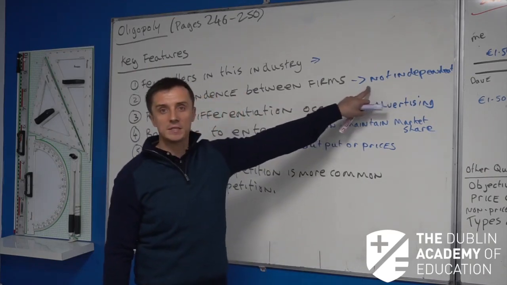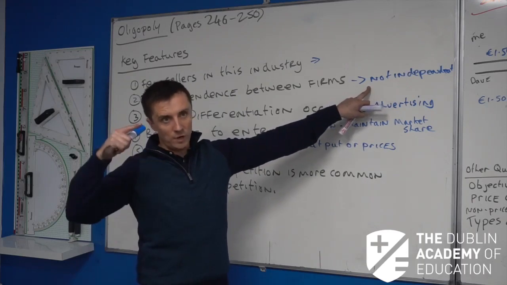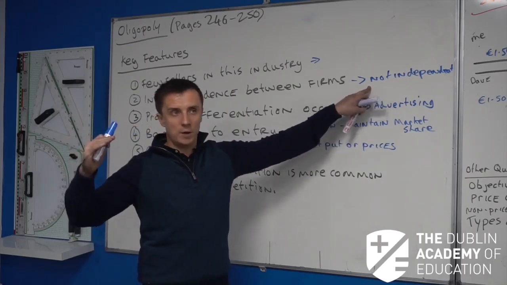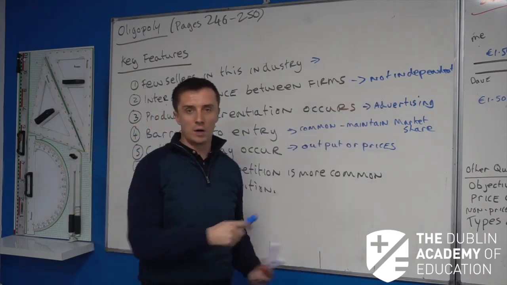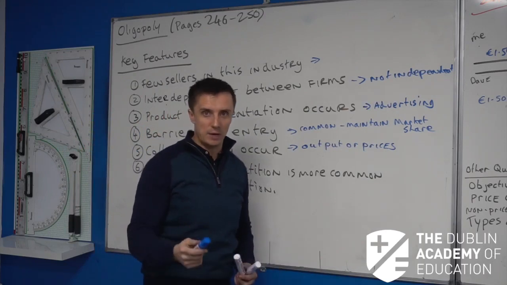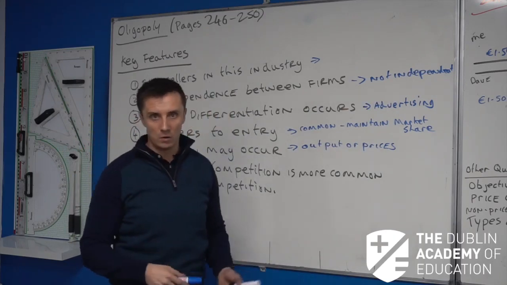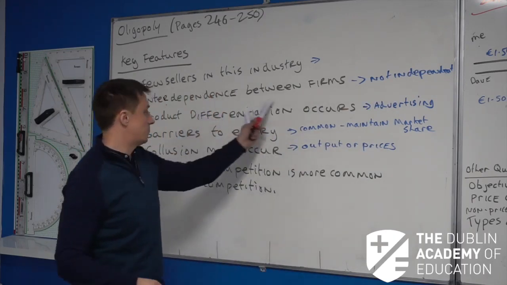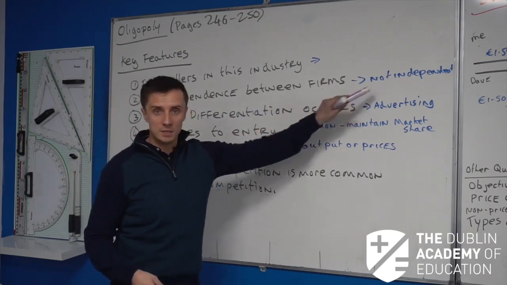Firms do not act independently of each other. So if one firm in an oligopoly is considering raising their price, they'll always factor in what their competition would do instead, and how they would react if they raise or lower their price. So that's the interdependence between firms. Firms are not independent of each other.